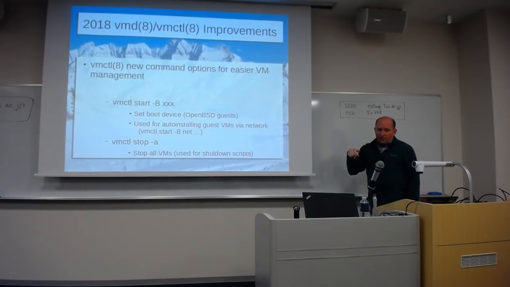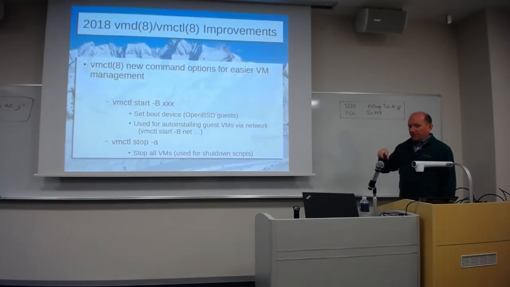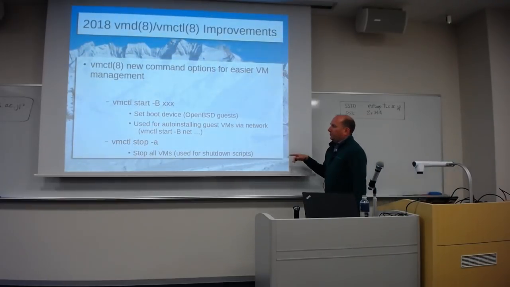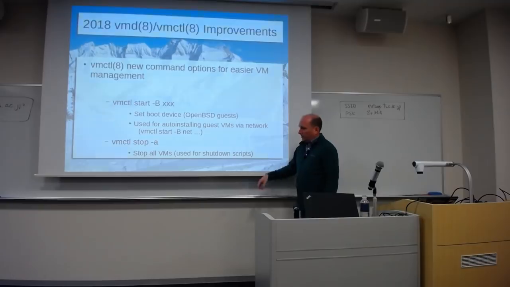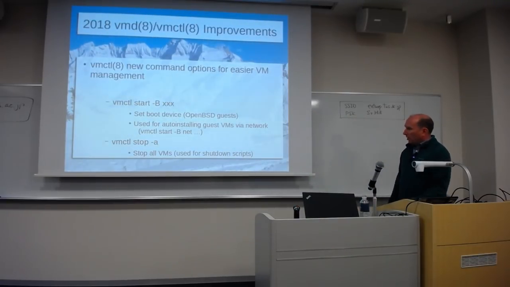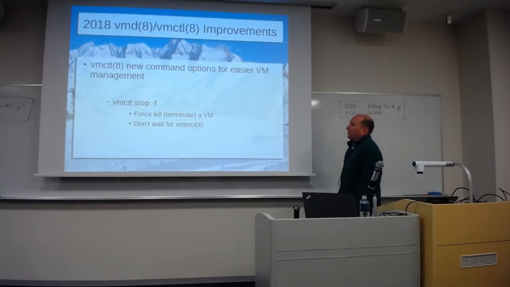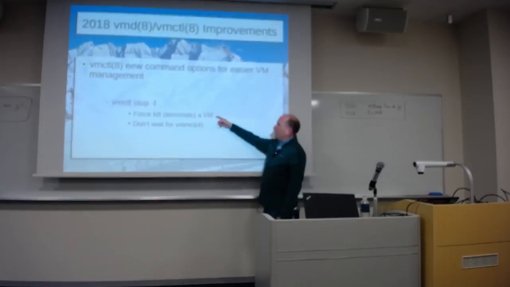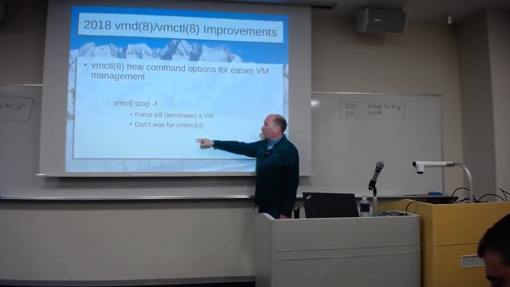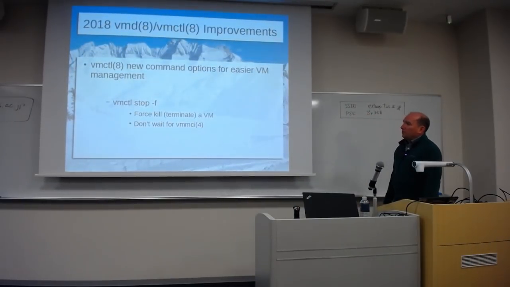We also added some support in OpenBSD base to automatically manage starting and stopping of VMs when you bring the machine up and shut it down. To facilitate that, we added a vmctl stop -a that just simply says stop all VMs. You didn't have that before. You had to stop them all one at a time. And we also have stop -f, which is basically the terminate option for a VM, and that does not wait for the VMM control interface to wait for the VM to be properly shut down. So if you really want something to be stopped, you can stop -f it.